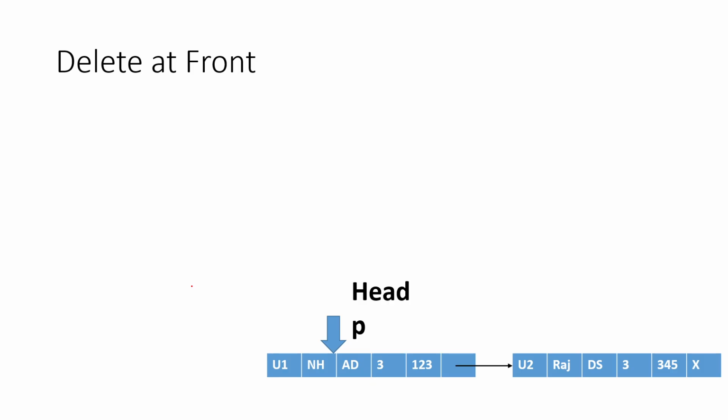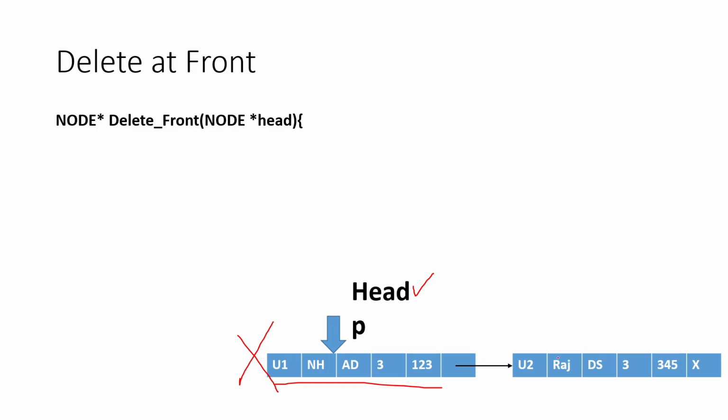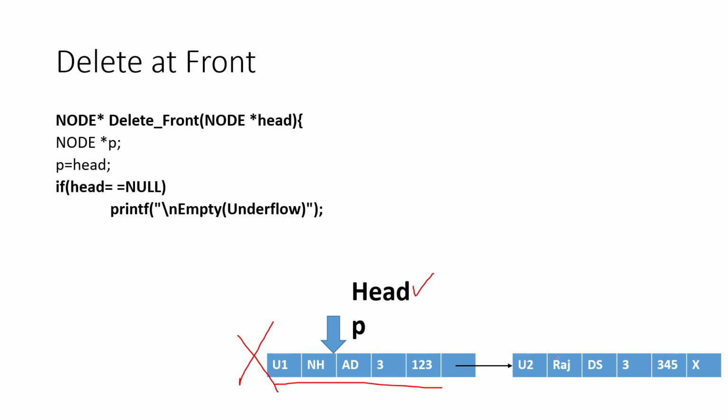Now we'll go for deletion. Suppose this is a linked list. Now we have to remove this node, and the head was here. After removing, the head should jump by one place. As usual, delete underscore front. Let P equal head. If head is equal to null, that means nothing is there to remove, so underflow.